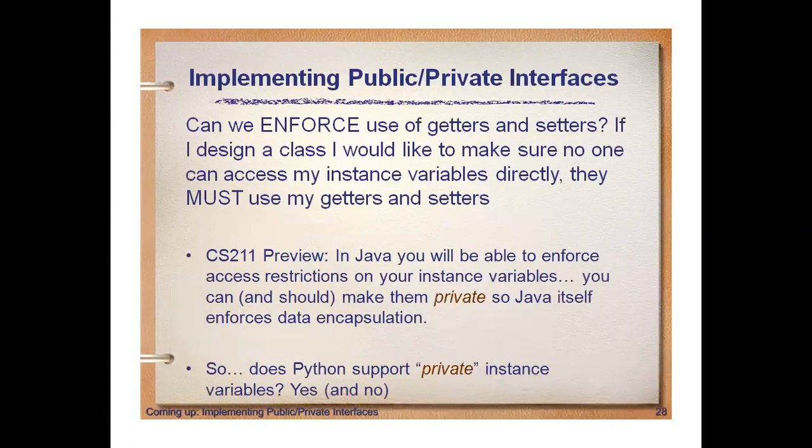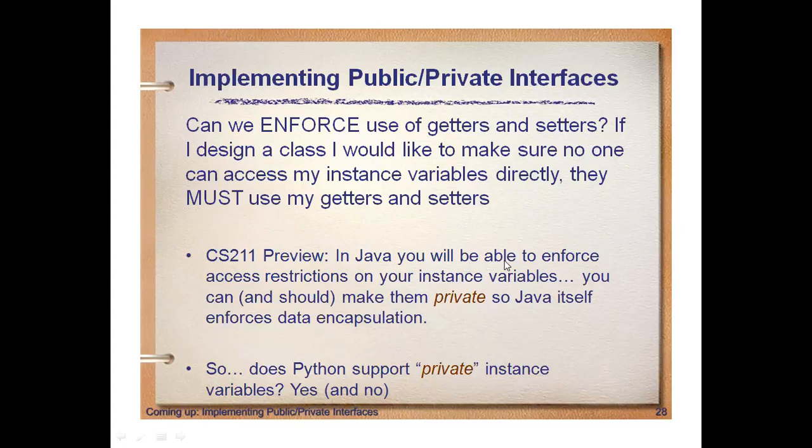Now, implementing the public and private interface. How does this thing work? Let's see here. Can we enforce the use of getters and setters? If I design a class, I would like to make sure no one can access my instance variable directly. They must use my getters and setters, right? Now, let's see how this particular thing works.